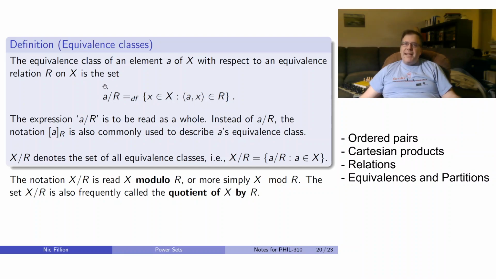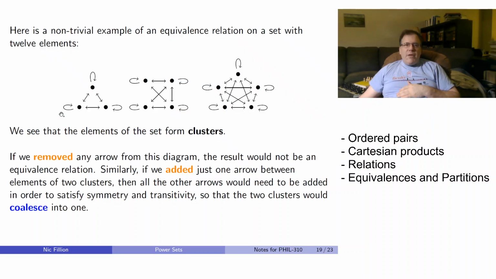So that means that this is a cluster. Instead of writing A slash R, it's often common to use square brackets surrounding A with a subscript R to talk about A's equivalence class. Okay, so if we go back to this slide here, we have one cluster, two clusters, three clusters, right? Each of them, so take the item at the top, it relates to those four other objects, so those five objects together form an equivalence class.